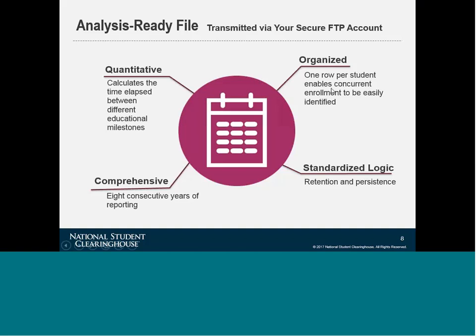The analysis-ready file is transmitted via your secure FTP account that you have today. This analysis-ready file will come in addition to the detailed file, aggregate report, and the summary report that you are receiving today. The analysis-ready transforms the detailed report, however, allowing 1 student per row with up to 8 consecutive years of reporting. It also will calculate the time lapse between different educational milestones, and it's organized. Let's take a look at it.